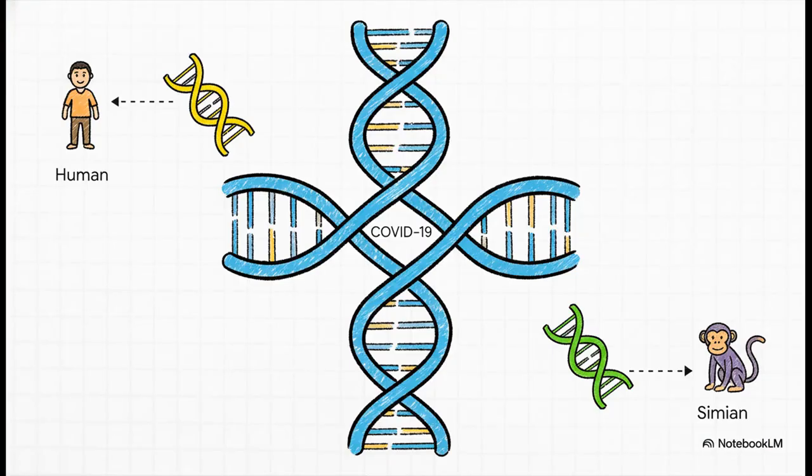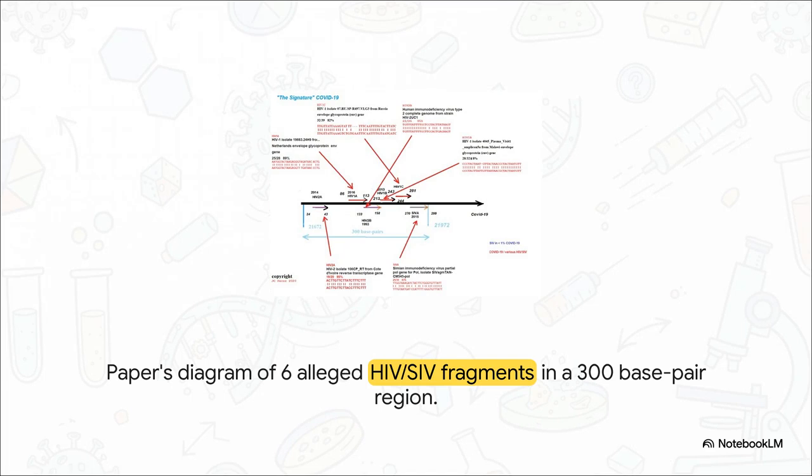Okay, so the author flat out asserts that a tiny little section of the COVID-19 genome has genetic material that looks a whole lot like parts of HIV, the virus that causes AIDS in humans, and SIV, which is the version found in monkeys. And this right here is the core piece of evidence for that second clue. It's a diagram from the paper that maps out exactly where these 6 alleged inserts are. And as you can see, the author makes a big deal about how they are all jammed together in this incredibly small window. We're talking just 300 base pairs.